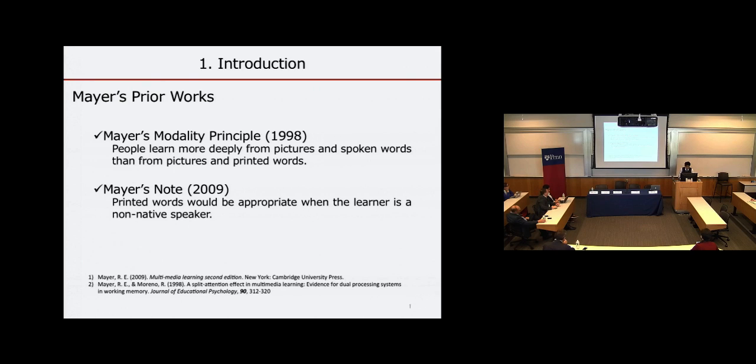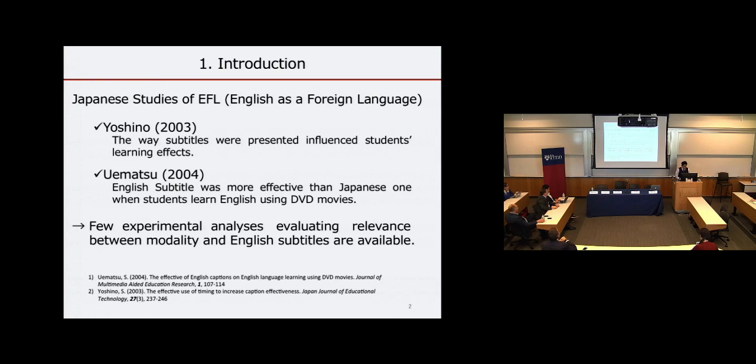In Japan, there are some EFL studies investigating the effect of English subtitle on multimedia learning. Yoshio 2003 suggested that the way subtitles were presented, especially the use of timing, influenced the student learning effect. And Umetsu 2004 indicated that English subtitle was more effective than Japanese one when students learn English using DVD movies. However, few experimental analyses evaluating relevance between modality and English subtitle are available for right now.